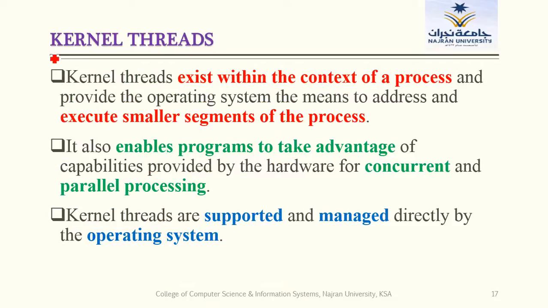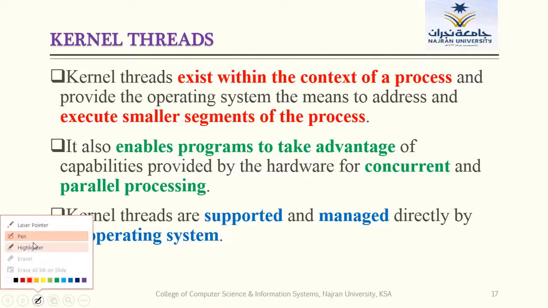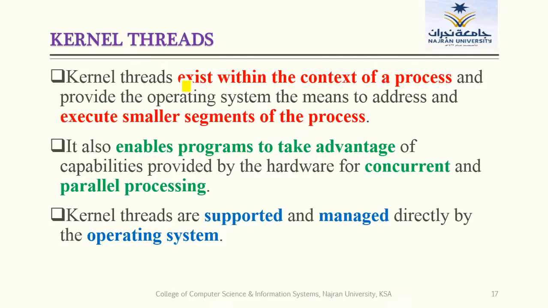Okay, so we also have the kernel thread. A kernel thread exists within the context of a process. In each process we have kernel threads, and they provide the operating system the means to address and execute smaller segments of the process. This is the purpose of the kernel thread. So how do we execute the smaller segments of a process? This is the kernel thread, which provides the support.